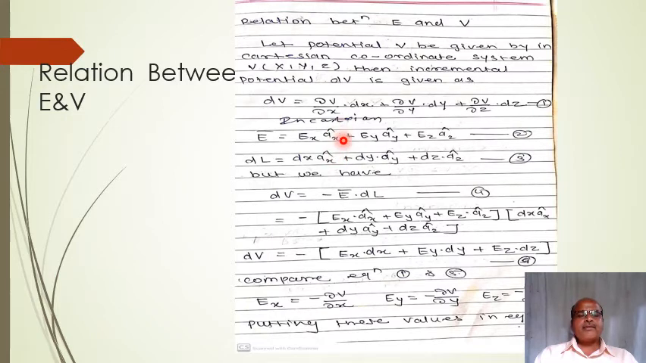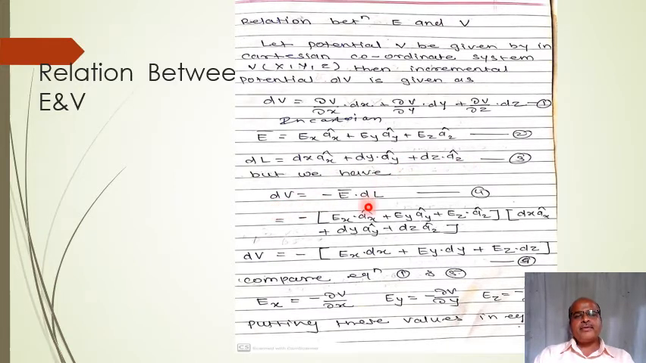In the Cartesian coordinate system, the electric field intensity vector is denoted as Ex a_x cap plus Ey a_y cap plus Ez a_z cap. Any vector, such as A bar, can be represented as Ax cap plus Ay cap plus Az cap, and similarly E bar is represented like this. Then for the Cartesian coordinate system, the differential length is given by dx a_x cap plus dy a_y cap plus dz a_z cap.